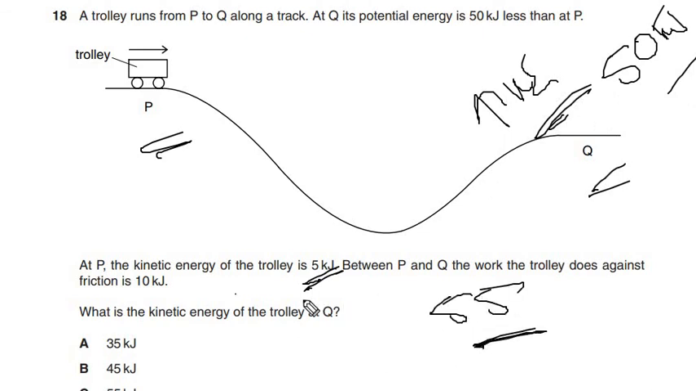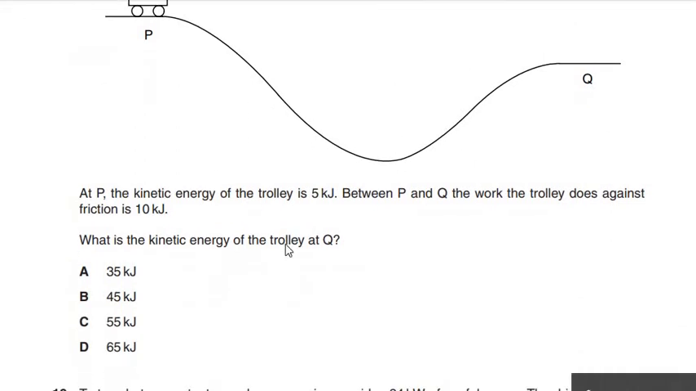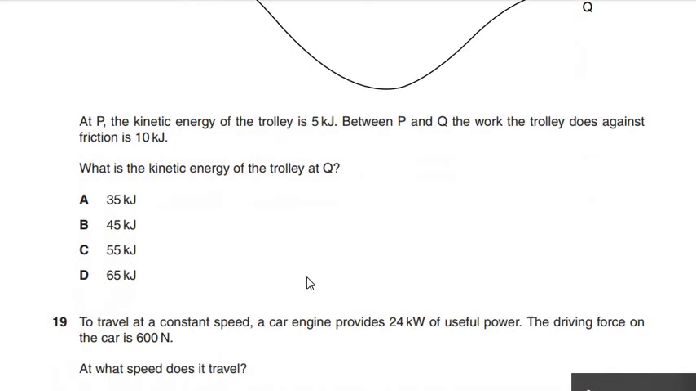However, all of it will not be turned into kinetic energy because you're going to lose 10 kilojoules as the trolley is moving from P to Q. So 55 minus 10 kilojoules, you're left with 45 kilojoules. So that's what the question is. What is the kinetic energy of the trolley at Q? It's going to be 50 plus the 5, and then as you travel, you lose 10. So you get 45 kilojoules of energy. Really simple. Alright, next question.